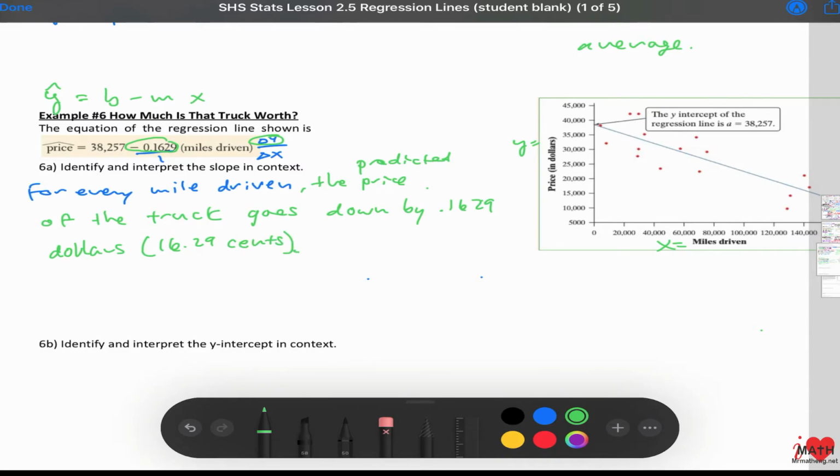Okay, so I'm going to highlight something here. What happened to the negative sign? Well, that's why it is a negative trend. It's actually going down. So if you think about it, every time you drive that car, every mile, you're losing its value by 16 cents.